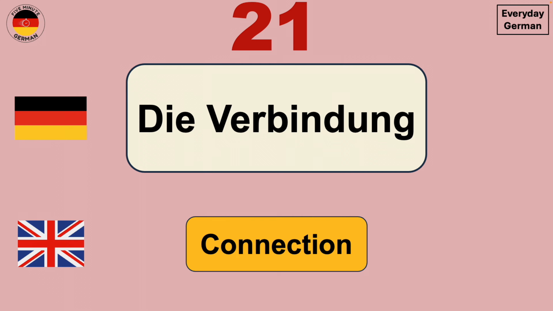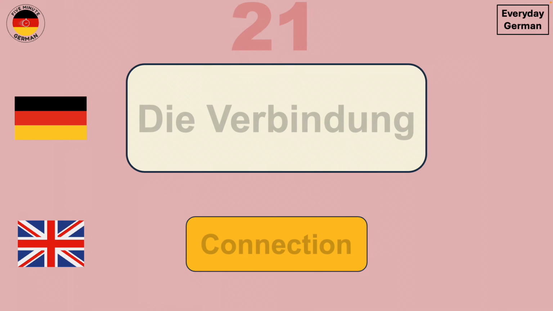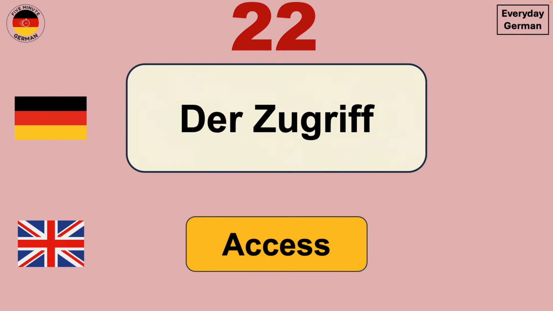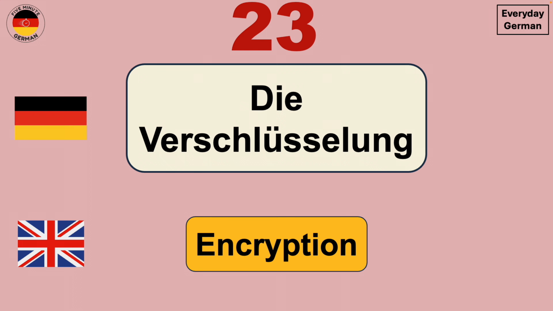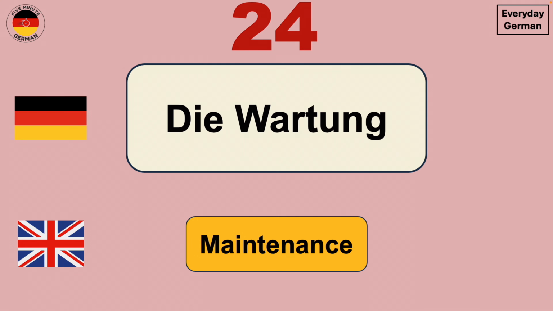This could be a connection between two computers, and if it is an internet connection, then you will say die Internetverbindung. After that, der Zugriff, which means access, der Zugriff. For example, if you are new in a company and you want access to a repository, then you will say, I need Zugriff to the repository. Then we have die Verschlüsselung, which means encryption, die Verschlüsselung. Then we have die Wartung, which means maintenance, die Wartung.